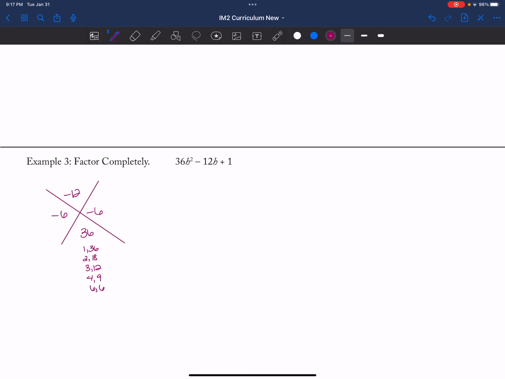So I have H minus 6 over 36 because that's my A term. H minus 6 over 36. So this gives me H minus 1 over 6 and H minus 1 over 6.